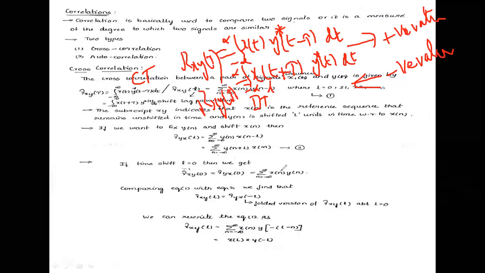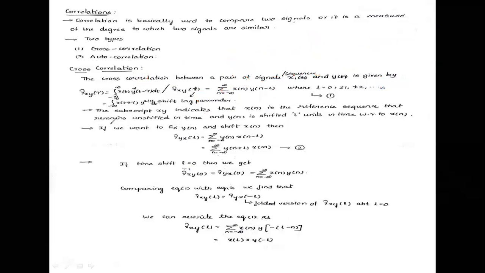Not the convolution, this one is a conjugate. Got it? So the integral from minus infinity to infinity of x of t plus tau, y star of t, dt. The shift, or lag, parameter tau is towards the left side for negative values. Plus is always advanced. The subscript xy indicates that x of n is the reference sequence that remains unshifted in time, and y of n is shifted by L units in time with respect to x of n.